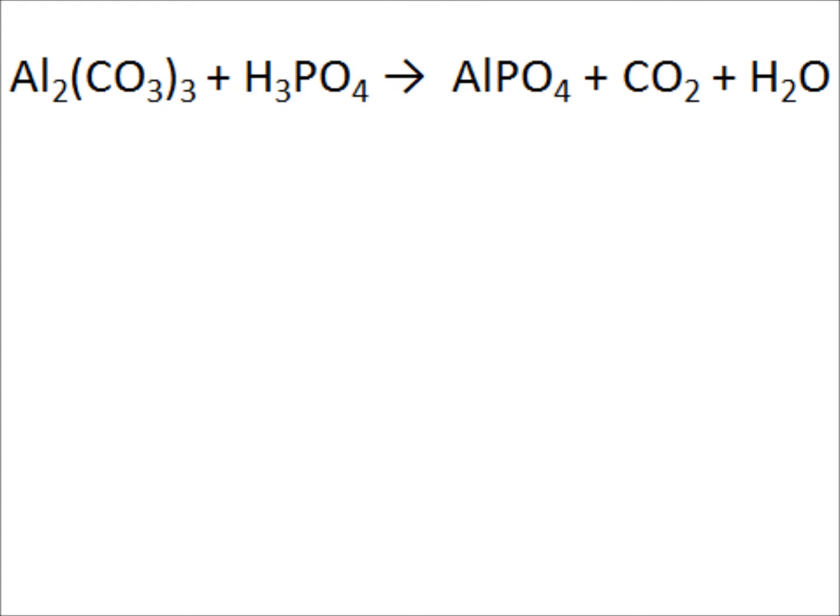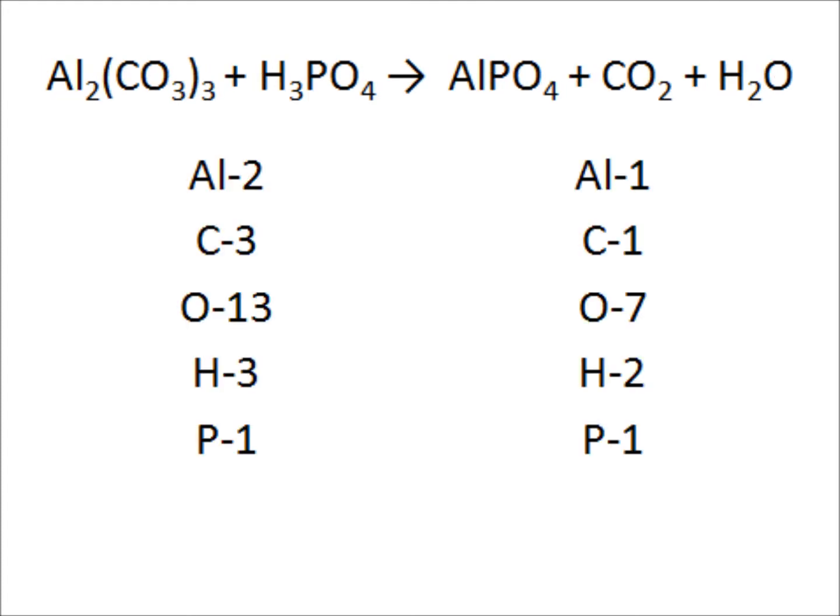Alright, so in our last example we have aluminum carbonate and phosphoric acid reacting to form aluminum phosphate, carbon dioxide, and water. In this equation we have on the reactant side 2 aluminum, 3 carbon, 13 oxygen, 3 hydrogen, and 1 phosphorus. And on the product side, we have 1 aluminum, 1 carbon, 7 oxygen, 2 hydrogen, and 1 phosphorus.